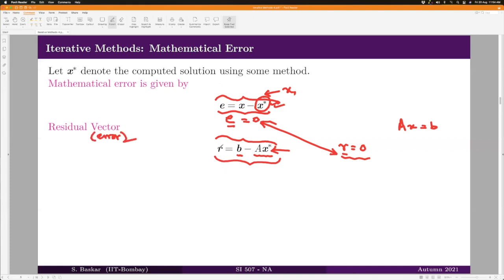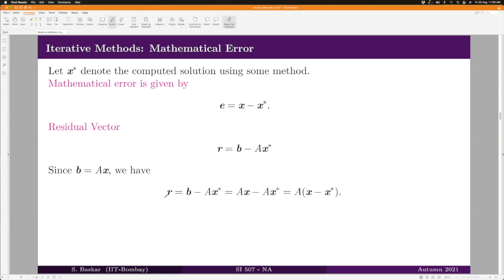Okay, keeping this in mind, let us see how to obtain the mathematical error E without knowing the exact solution X. Let us start with the residual error R. By definition, it is B minus A into X star. Now, B can be written as AX, and the second term is retained as it is. Since A is a matrix, which is a linear transformation, you can write this as A into X minus X star. Now, what is this? This is nothing but A into E.